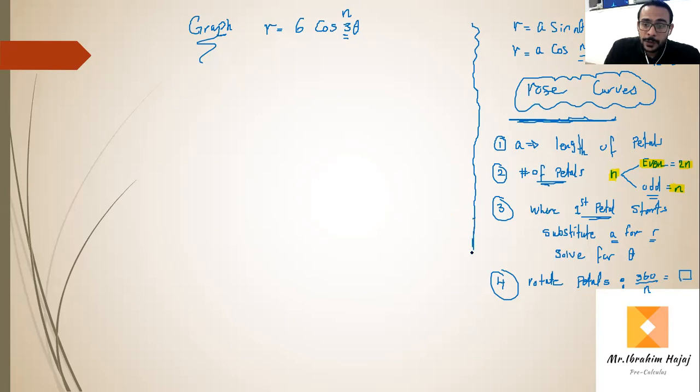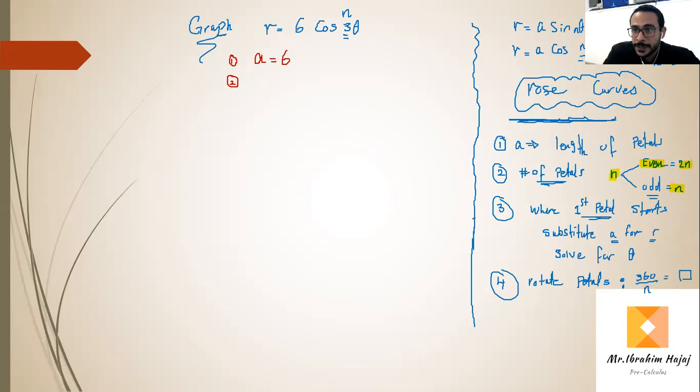So let's do the equation we have here, which is r equals 6 cosine 3 theta. Yes. What's the value of a? Let's start solving the question itself. Who can help me? A is what? 6. Yes, A equals 6. This is the first step, the length of petals.